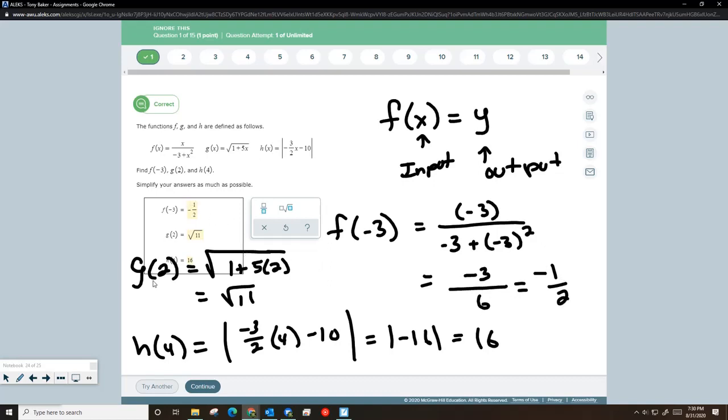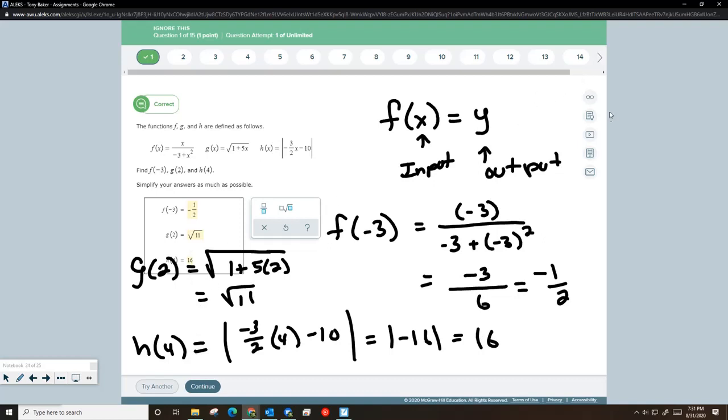Same thing for the other two. The g of 2, I'm going to plug into the square root problem right here. So I get 1 plus 5 times 2, which is the square root of 11. And then my final problem is h of 4, the absolute value problem at the end. -3/2 times 4 minus 10. -3 over 2 times 4 is -6. Minus 10 is -16. The absolute value gets rid of the sign, so +16 is my answer.